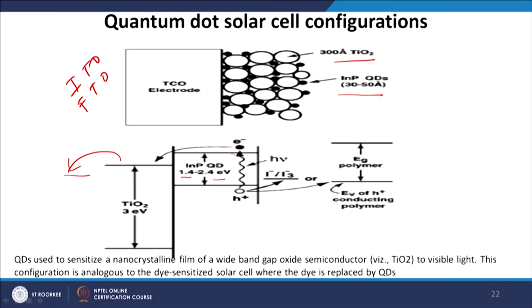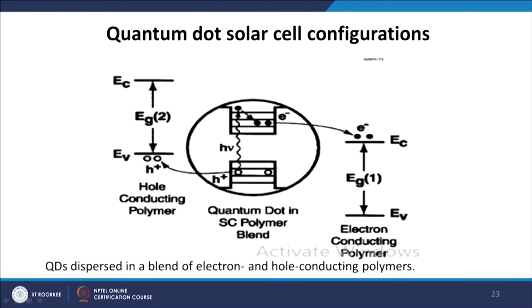So the excited electron can access any of the energy levels. Because of that, the possibility of electron excitation from the ground state is manifold. So we have a larger number of electron excitations possible in this kind of solar cell. For example, here Eg is the band gap, and for a polymer it is showing here, EV of the hole conducting polymers, it is showing on the right hand side. A quantum dot is used to sensitize a nanocrystalline film of a wide band gap oxide semiconductor like titanium dioxide for absorbing visible light. This configuration is analogous to the dye sensitized solar cell, where we have replaced the dye with the quantum dot molecule.